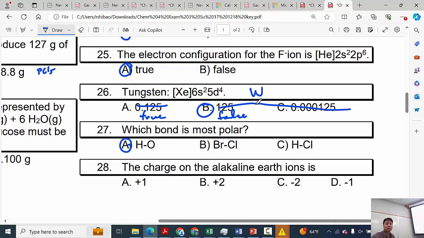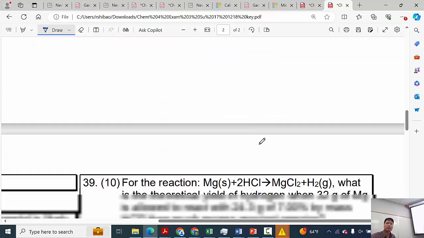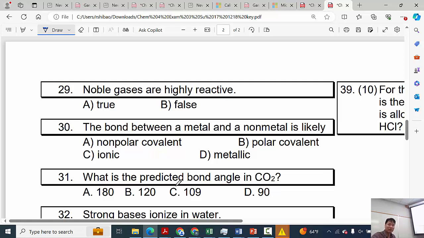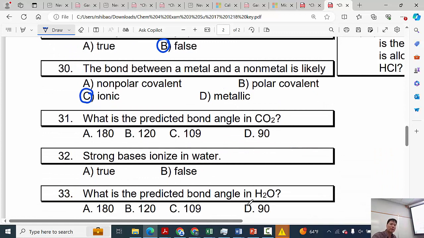Which bond is the most polar? H-O? Correct. The charge on alkaline earth ions is 2 plus. Noble gases are highly reactive. The bond between a metal and non-metal is likely what? Ionic. What is the predicted bond angle in CO2? 180. Strong bases ionize in water.